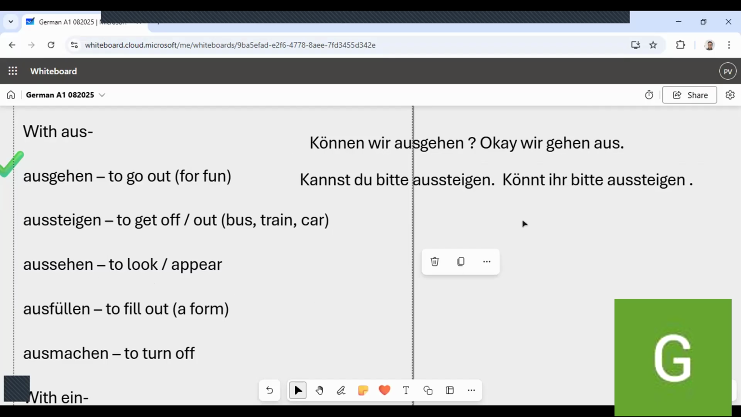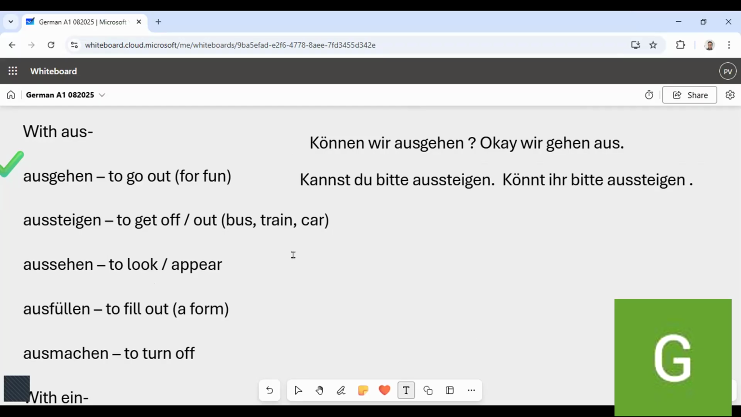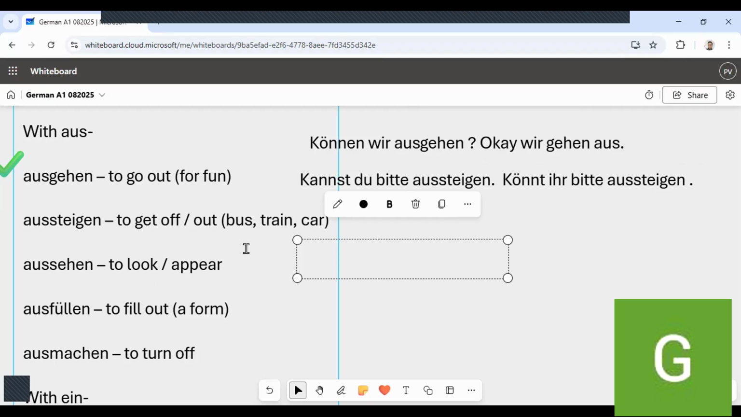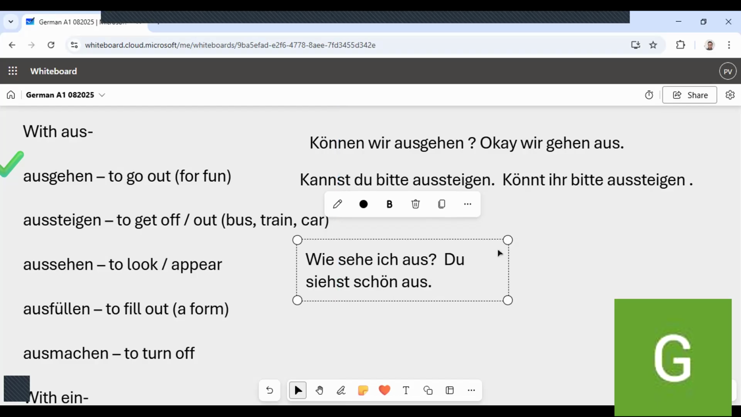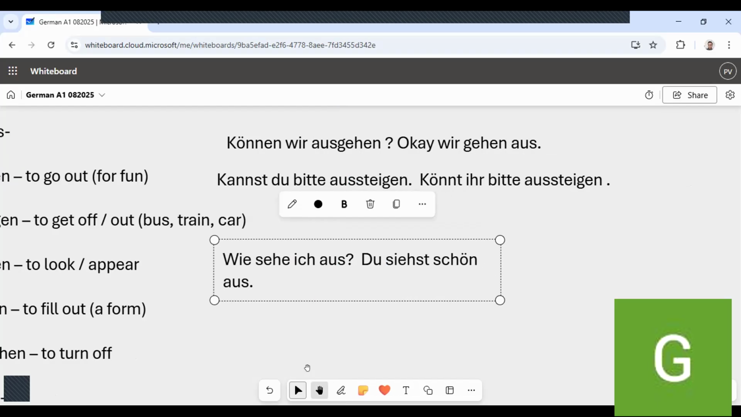Aussehen is also a commonly used Trennbar verb, which means how I am looking. The most common lie a husband tells to his wife is, hey, you are looking beautiful. So the question will be like this. The wife will ask her husband how I am looking. Wie sehe ich aus? How am I looking? The husband will say, du siehst schön aus. Okay, this is a lie, but he will say, du siehst schön aus.